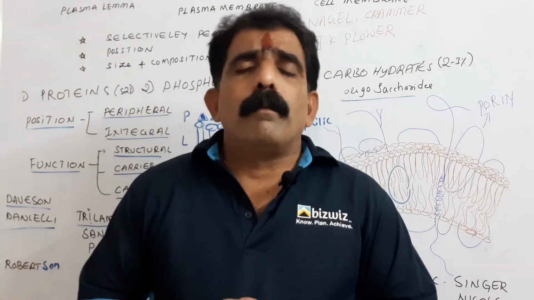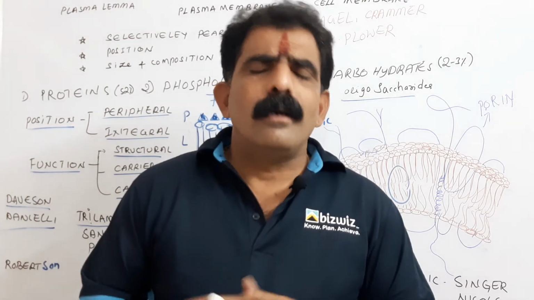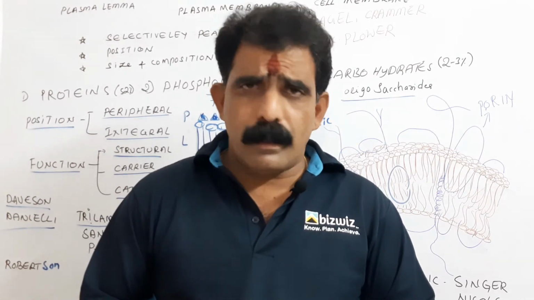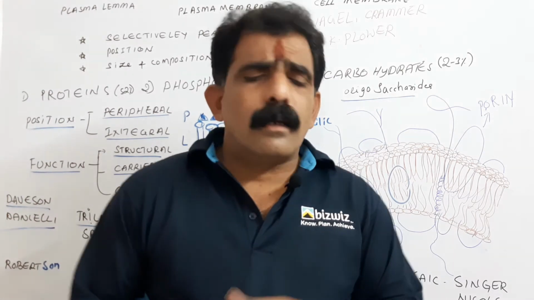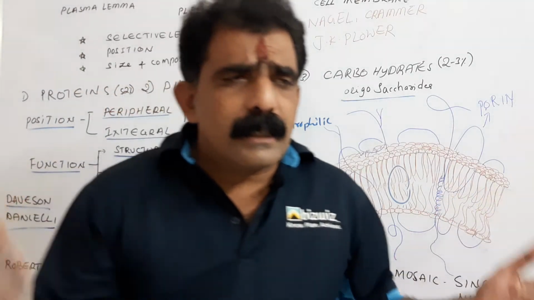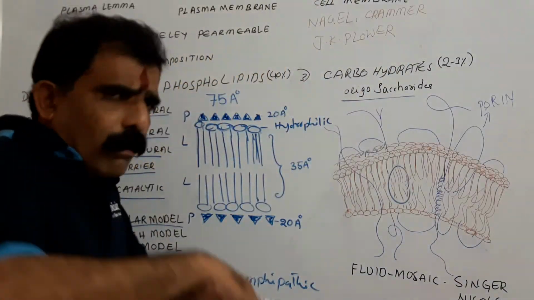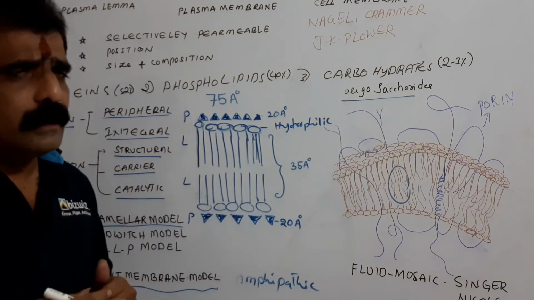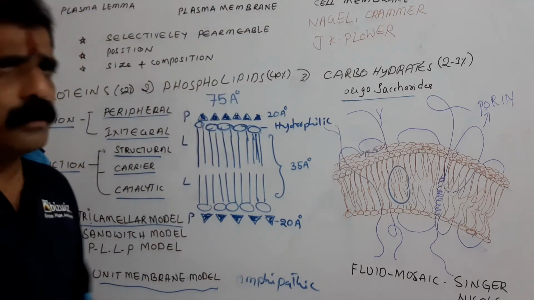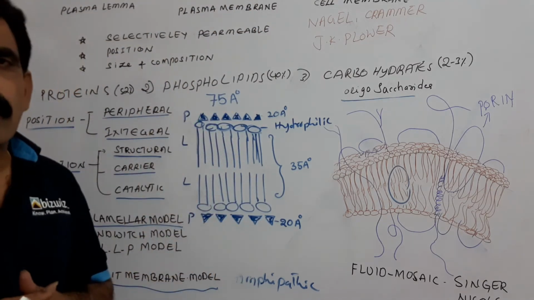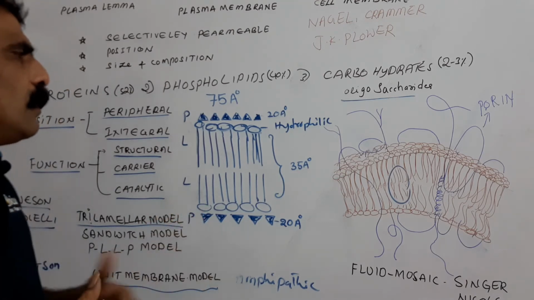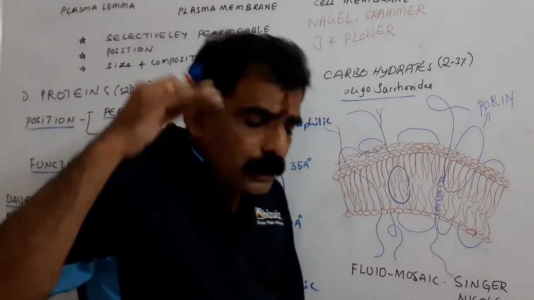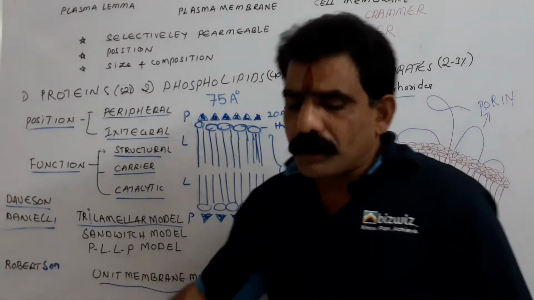Take the tonoplast, the membrane of the vacuole. Like that, many membrane-bound cell organelles are there, either single membrane bound or double membrane bound, like chloroplast, mitochondria, lysosomes, vacuole. Take any cell organelle membrane, the nuclear membrane, any membrane: in all the biological membranes, he came across the same organization of the components as the plasma membrane. All show similar organization. Hence, he changed the name to the unit membrane model. The unit membrane model was proposed by Robertson.